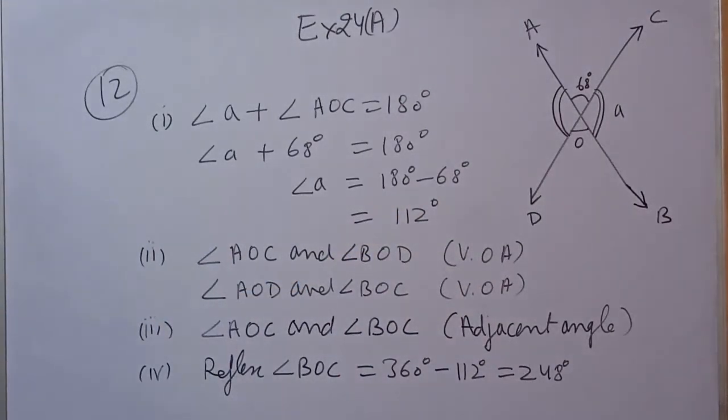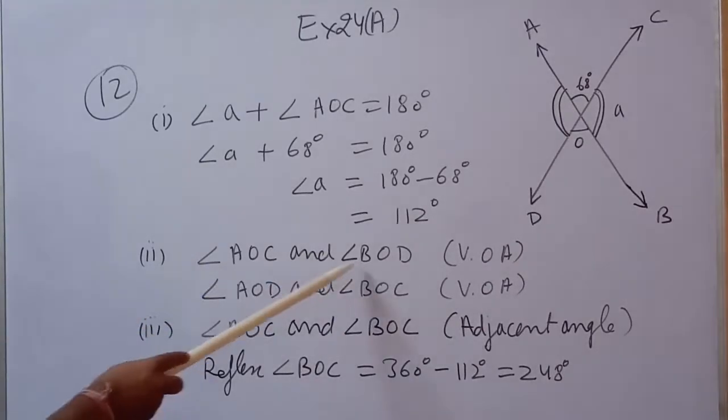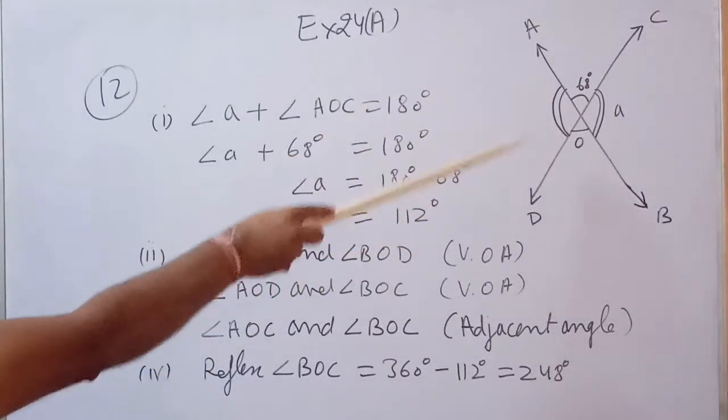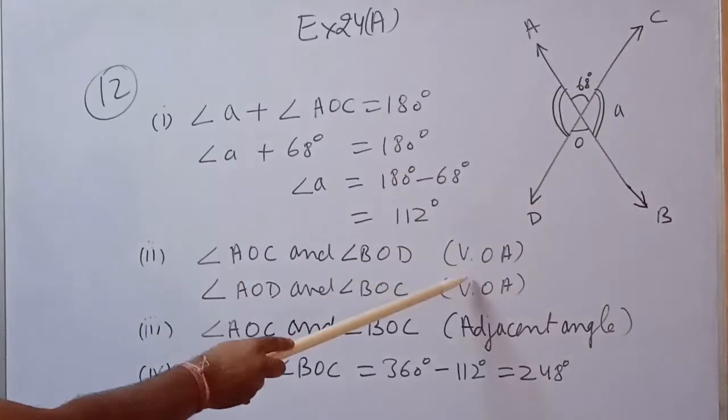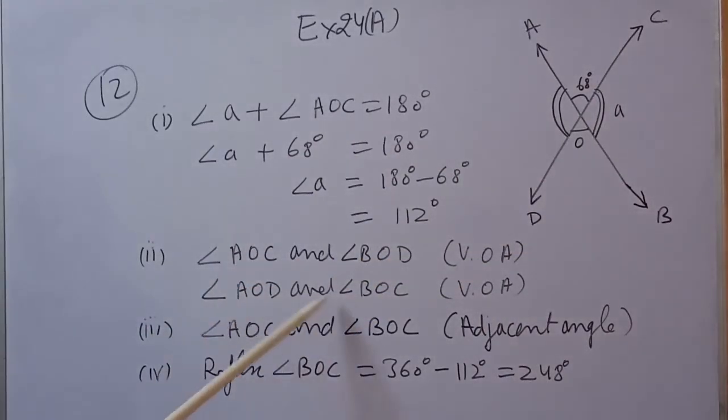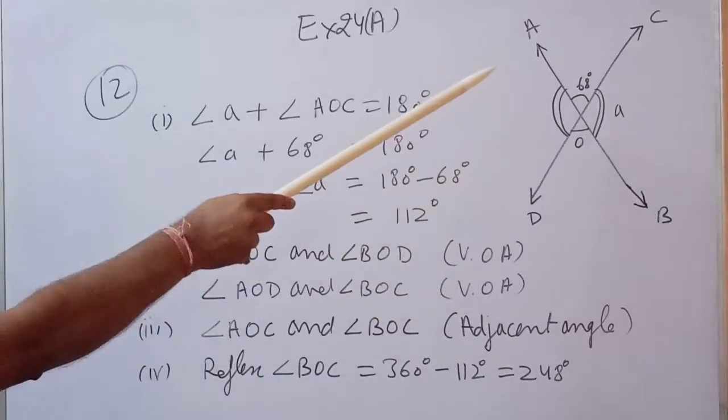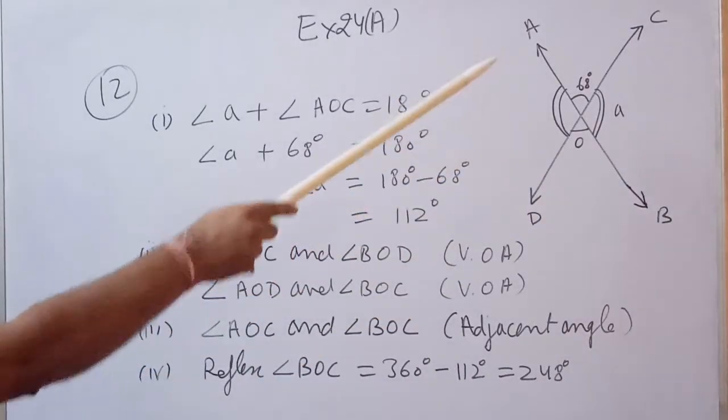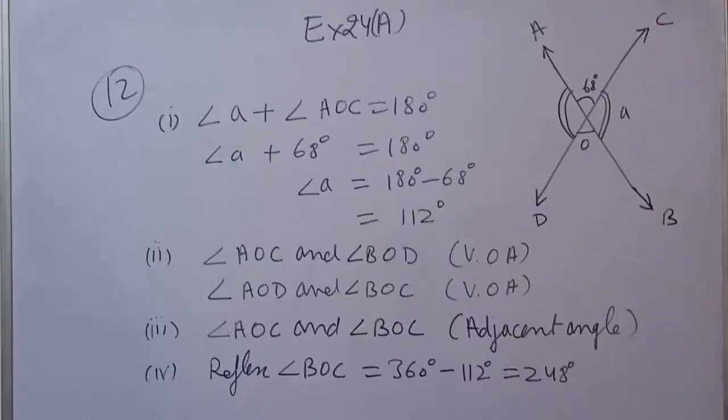Now in the second part, we have to find the vertical opposite angles. So which are the vertical opposite angles? Angle AOC and angle BOD. Angle AOC and angle BOD are the vertical opposite angles. Angle AOD and angle BOC. Angle AOD and angle BOC are the vertical opposite angles.